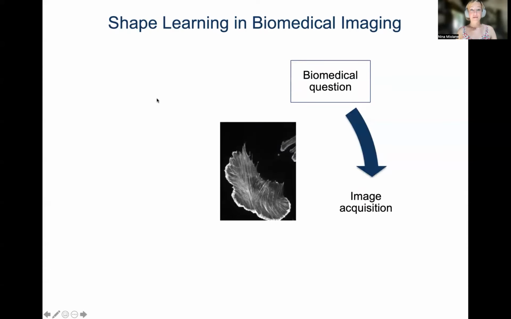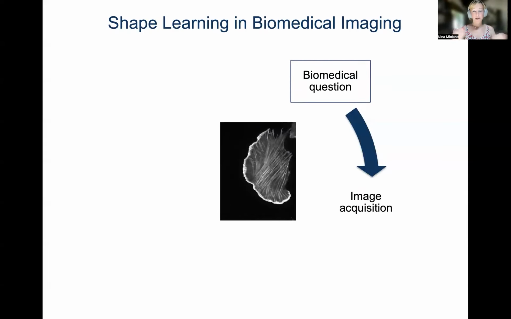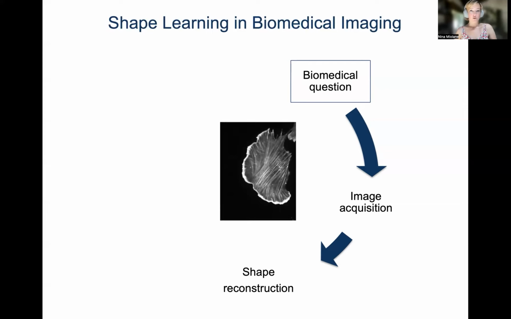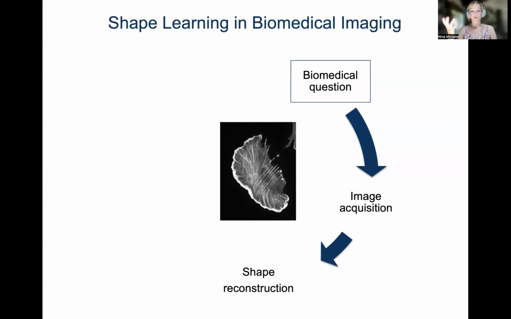Then there is a step of image acquisition, acquiring the MRIs, acquiring the microscopy images, that is done by collaborators of our lab. Then there is an important step of shape reconstruction. Yes, because the data that we get are images or videos. So the shape has not been extracted yet. We use an algorithm of contour detection, edge detection, or segmentation to reconstruct the shape.